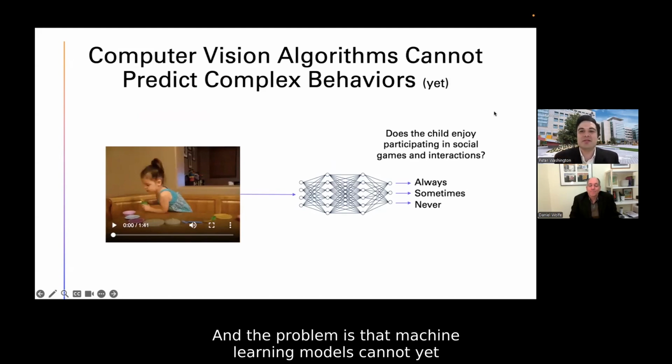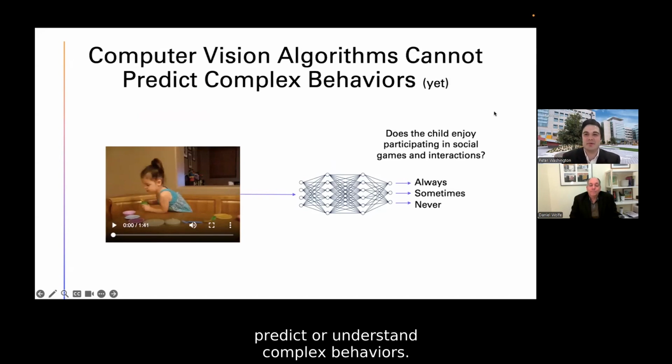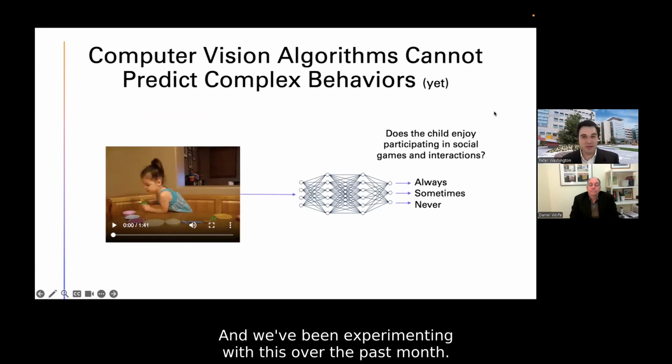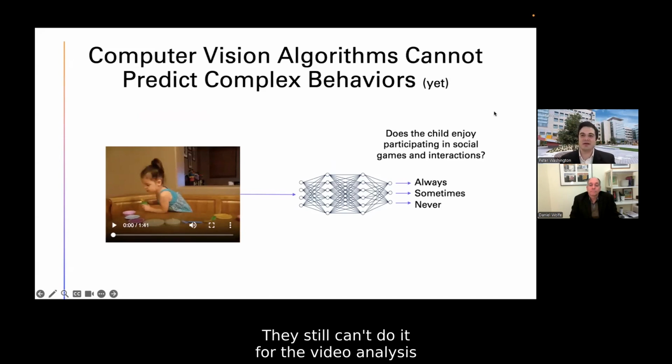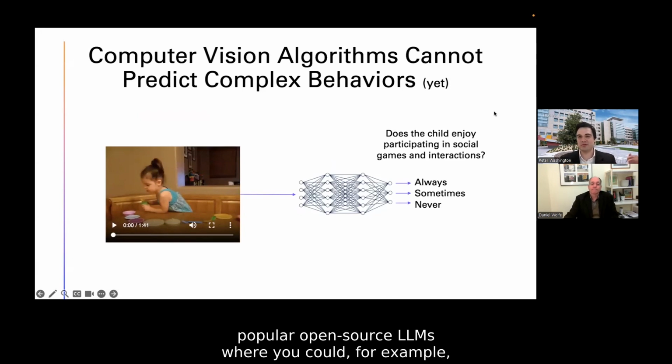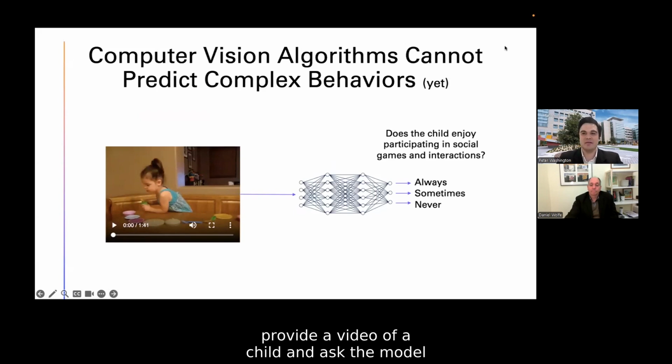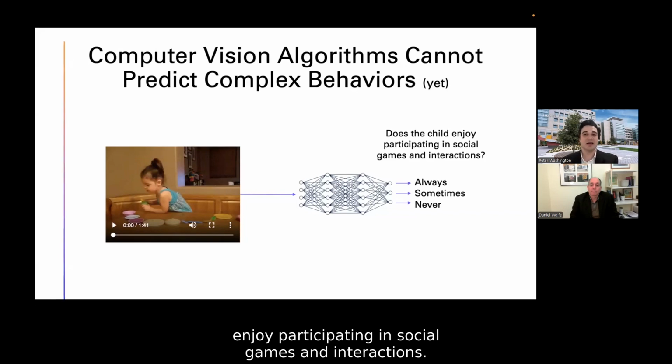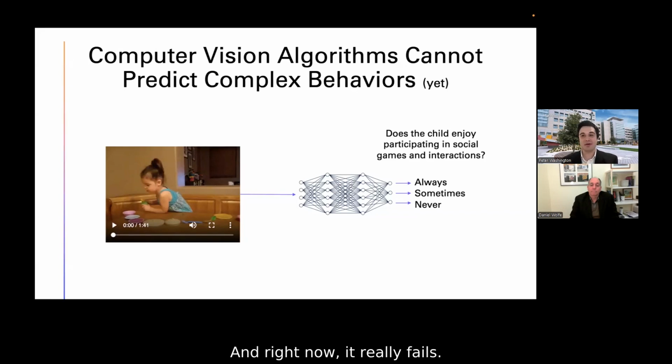And the problem is that machine learning models cannot yet predict or understand complex behaviors. We've been experimenting with this over the past month. They still can't do it for the video analysis popular open source LLMs, where you could, for example, provide a video of a child and ask the model to quantify whether the child would enjoy participating in social games and interactions. And right now, it really fails.